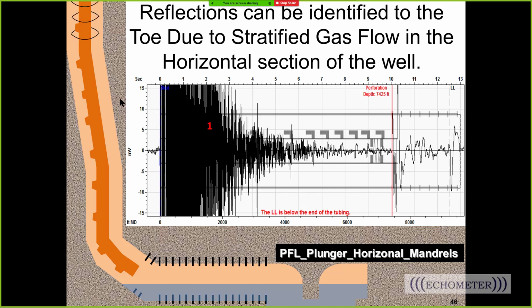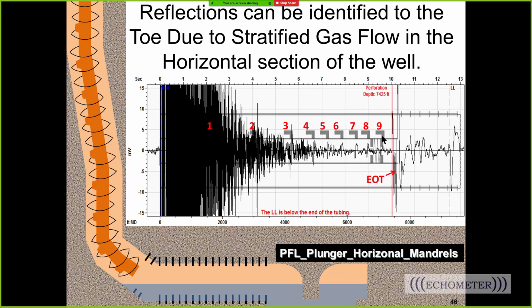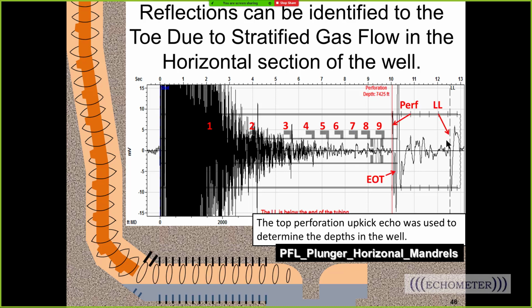And every time we go by a gas lift mandrel, this is a gas lift well that has been converted to plunger lift. The gas lift valves are still there. And you can see each of these gas lift valves show up, and you can see the kicks on the acoustic trace. And then you can see the up kick at the end of the top perforation. And then you can see the perforations and liquid level.